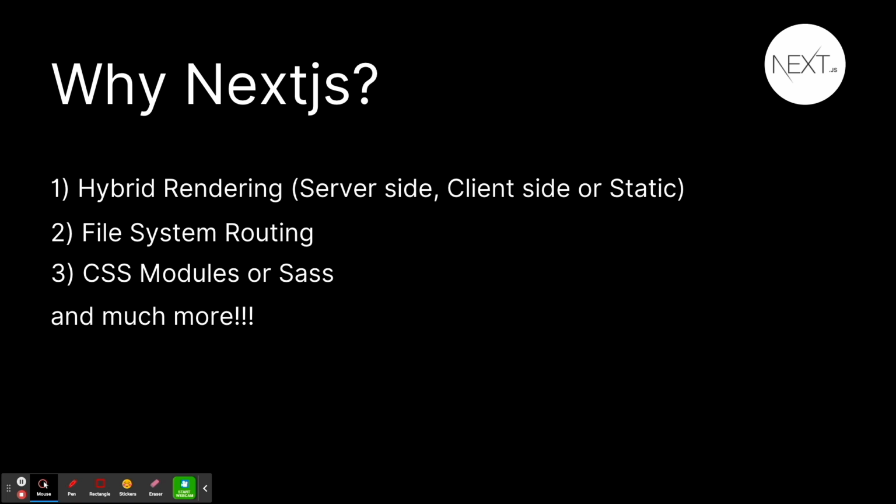Now, here's a list of features that Next.js comes with out of the box. Number 1 is hybrid rendering. React applications can be rendered in multiple ways. Number 1 is server-side rendering. In this method, the server will generate HTML for the whole page and then send it to the browser, very much similar to web applications built in languages like PHP.